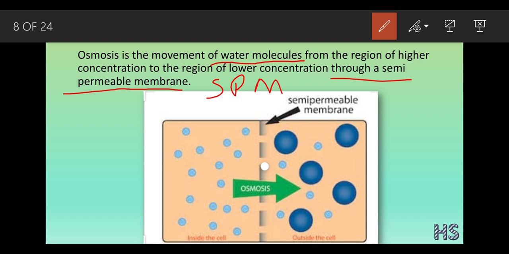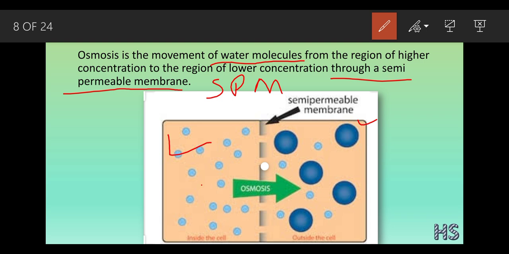See this experiment. This sky blue color, which is on my left hand side, is blue in color. That blue color indicates that these are the water molecules. And on my right hand side, in this part, there are fewer water molecules.